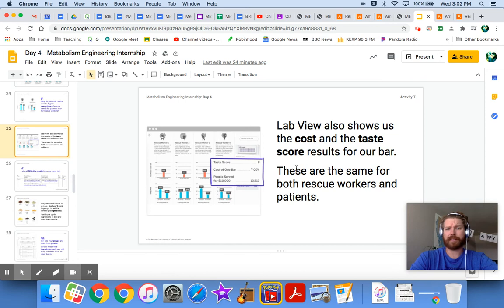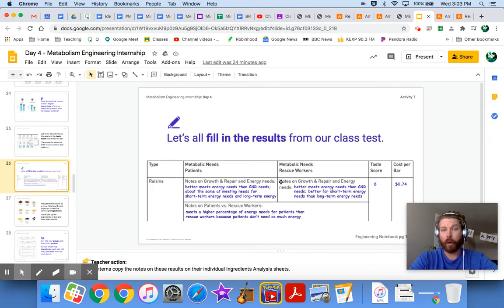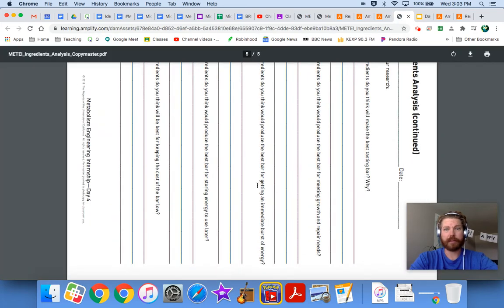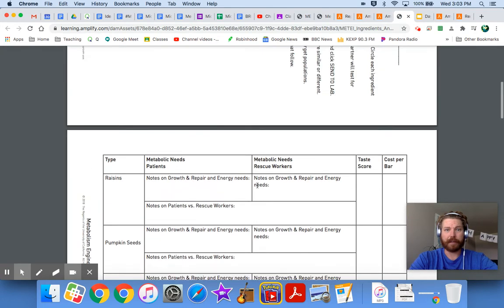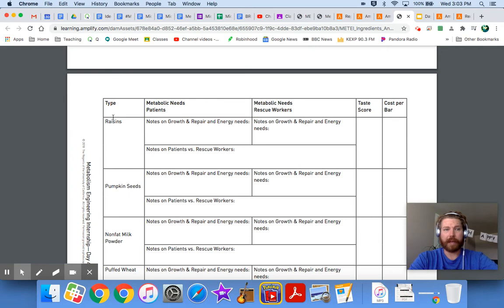We also see the cost and the taste score for our bar, and that doesn't change between rescue workers and patients. They all have the same taste score, cost, and how many people served, okay? No matter if it's rescue workers or patients. So what we're going to do is we're going to fill out those sheets. Did I show you those sheets? Yes, I did. They are in, like I said, PDF form, where we have our ingredient, and then we have the metabolic needs of patients, metabolic needs of rescue workers.